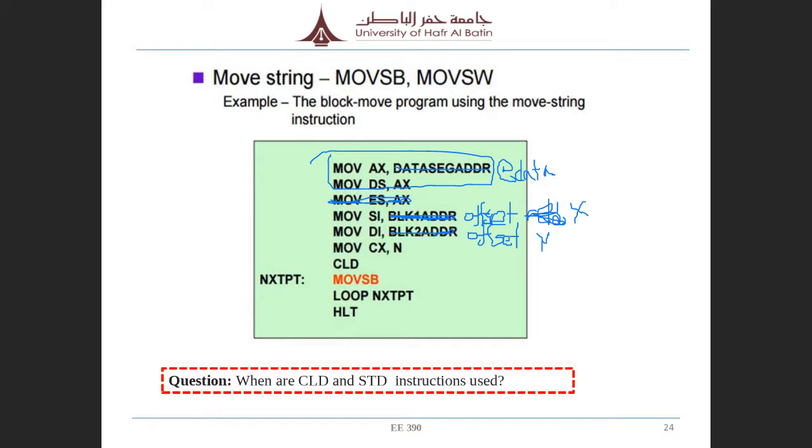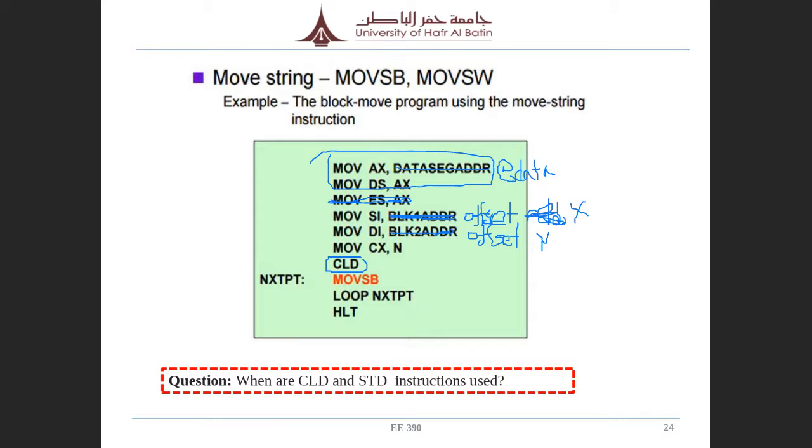And then how many data do we have? For example, n data, n may be 10, 20, whatever it is. MOV CX, n. Now you can see we use CLD, clear direction flag, and then MOVSB, move string as a byte, and then LOOP to this label. The label is, for example, nxtpt; whatever it is named doesn't matter. Loop to this line, so that means it will again do the move string as a byte.